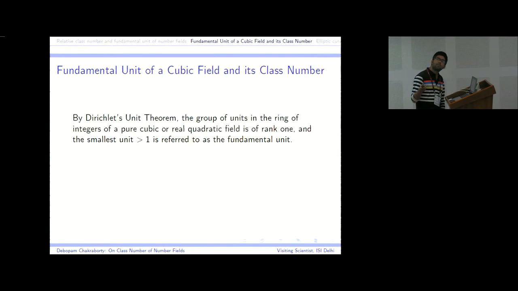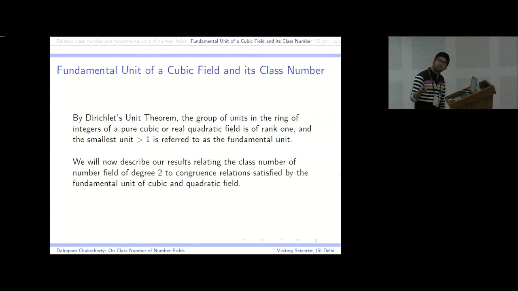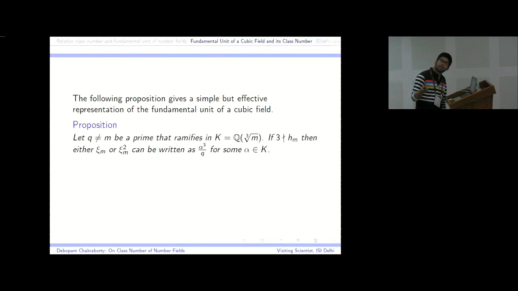This is about a fundamental unit of a cubic field and its class number. I have already talked about a fundamental unit. So again, this was Dirichlet's theorem, and the main result of this area was this: if q not equal to m is a prime that ramifies in this, then you can write the fundamental unit or its square as alpha cube by q for some alpha.